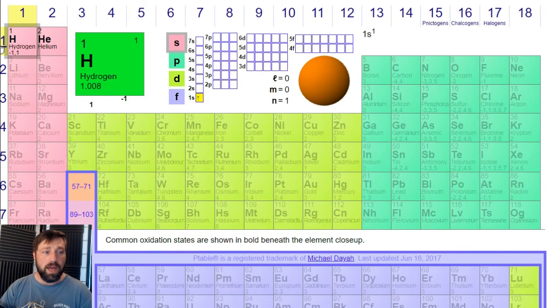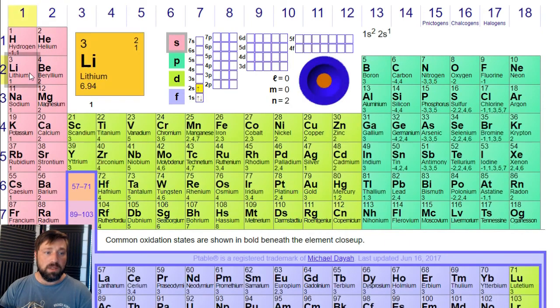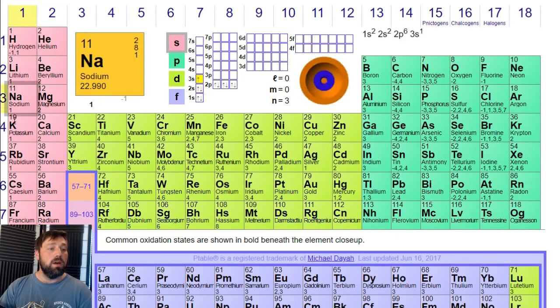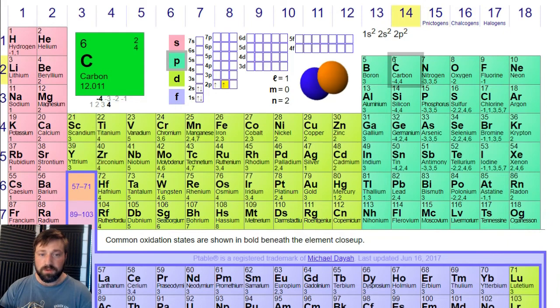And we know that if it's the first energy level, so these two are going to be 1s1 and 1s2. Okay. Here, we know that this is still in the s block, so the electron configuration is going to be 1s2, 2s1, because it's the first one in this 2s block. Over here, this is your p block. This is those dumbbell-shaped orbitals.